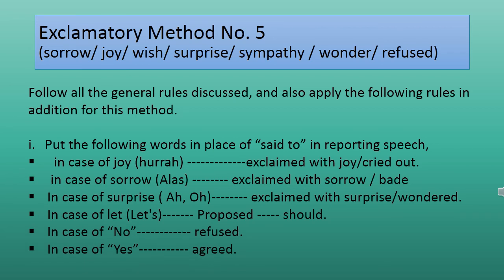Exclamatory method number 5. Follow all the general rules discussed, and also apply the following rules in addition for this method. Put the following words in place of said to in the reporting speech. In case of joy, exclaimed with joy, cried out. In case of sorrow, exclaimed with sorrow, bade. In case of surprise, exclaimed with surprise, wondered. In case of let, proposed, should. In case of no, refused. In case of yes, agreed.